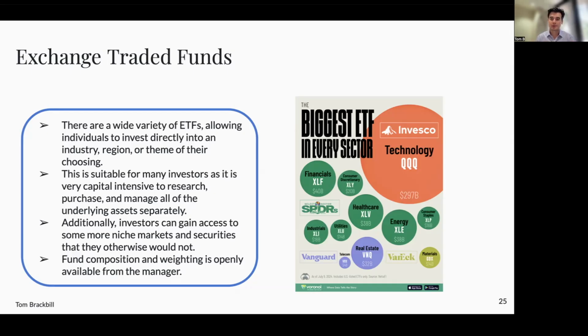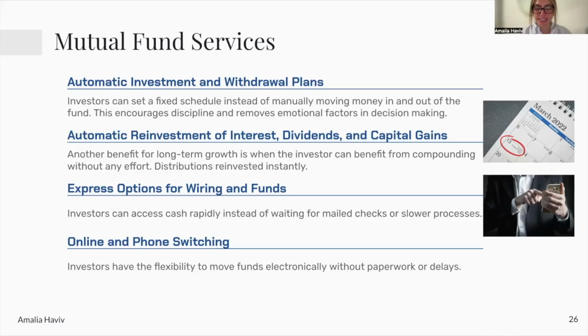The graphic on the right shows the biggest ETF for every sector, and you can see that on a very basic level, every sector is represented by an ETF, but these definitely get even more in depth as you look, and there really are countless ETFs to choose from. Mutual funds provide various services that are advantageous for the investor, some of which include automatic investment and withdrawal plans.